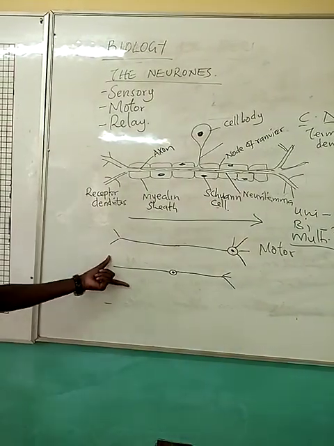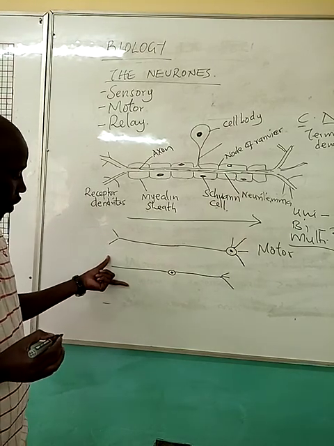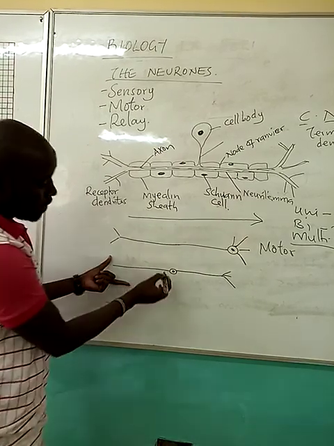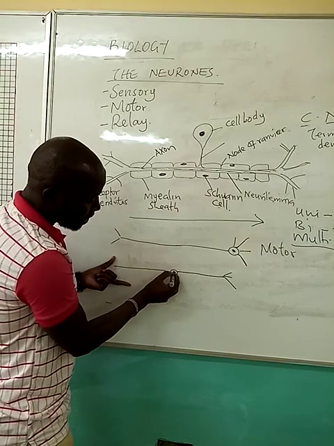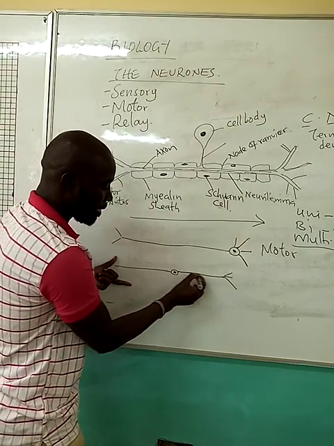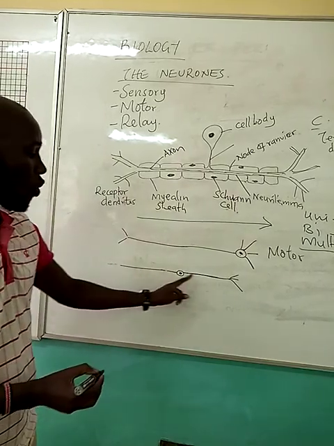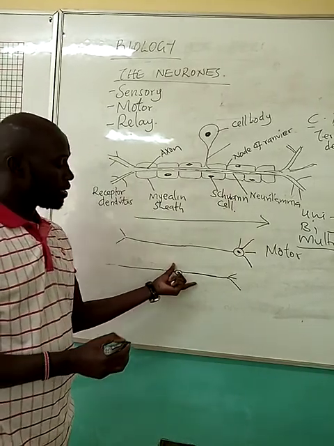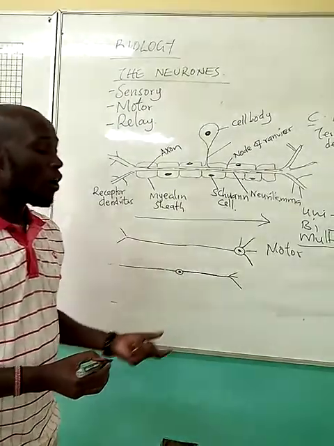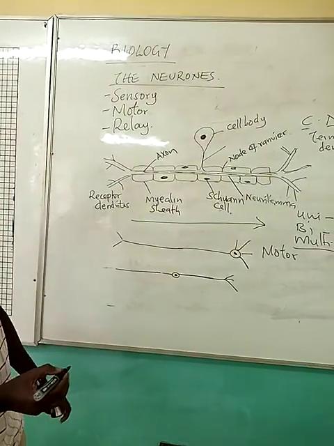When we come to the relay neuron, it has got two. This cell body has one dendrite here and another dendrite here. That therefore means that there are only two originating from the cell body. Therefore, we call it a bipolar neuron.